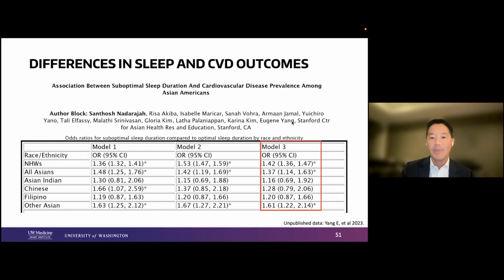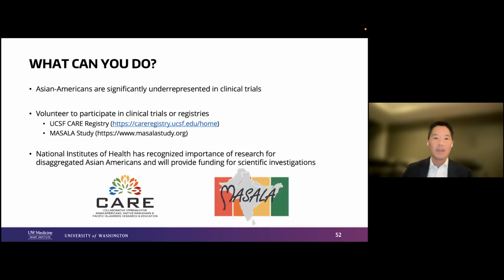And you can see that among the different Asian subgroups, other Asians typically comprise the other 3 largest Asian subgroups, including Koreans, Vietnamese, and Japanese. You can see that the risk was about 60% higher, whereas when you compared it to Asian Indians, it was only about 16% higher, but this was not statistically significant. So again, this shows that there are differences in how sleep may affect cardiovascular outcomes when you disaggregate the Asian populations.